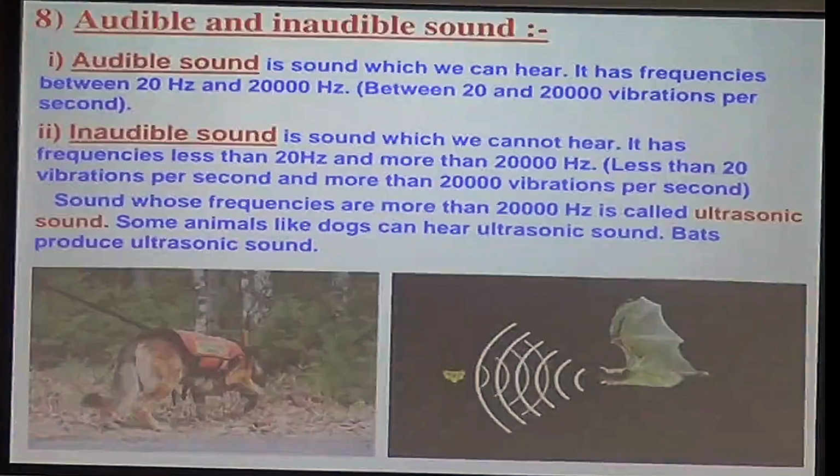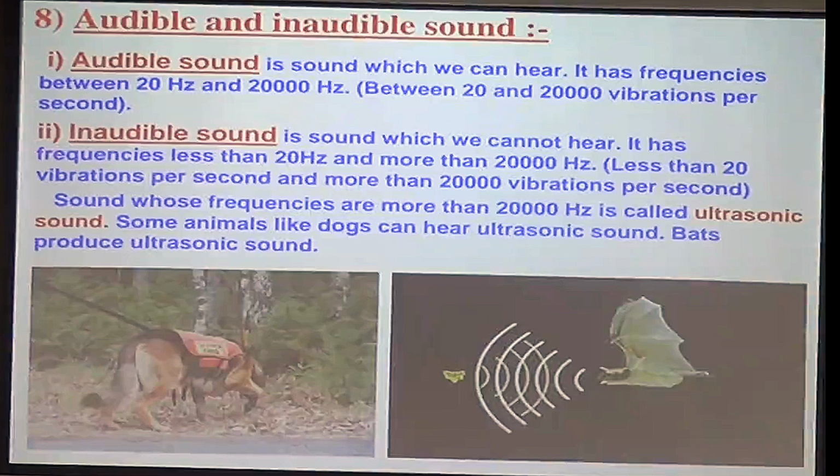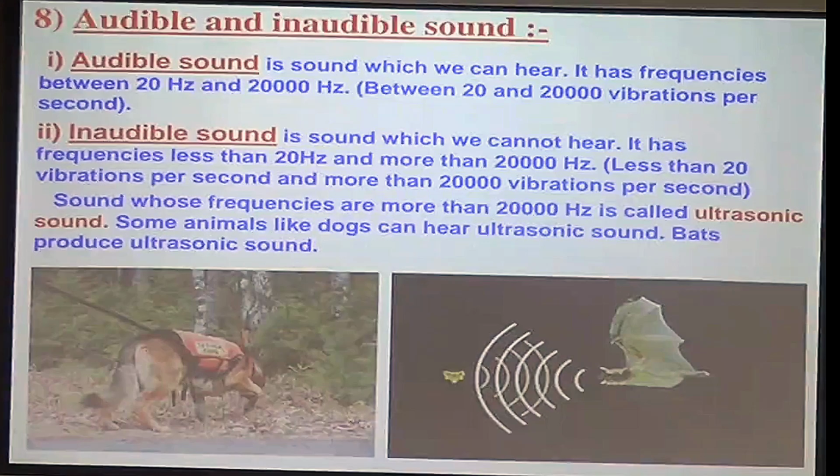We can classify sounds as audible and inaudible. Audible sounds are the sounds which our human ear is designed to hear. So they have frequencies between 20 Hz and 20,000 Hz. Inaudible sounds are the sounds which cannot be heard by the human ear, and they have frequencies either less than 20 Hz or more than 20,000 Hz. That is, they are not in the range of 20 Hz to 20,000 Hz.